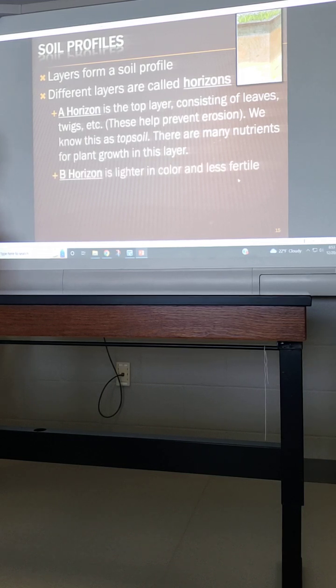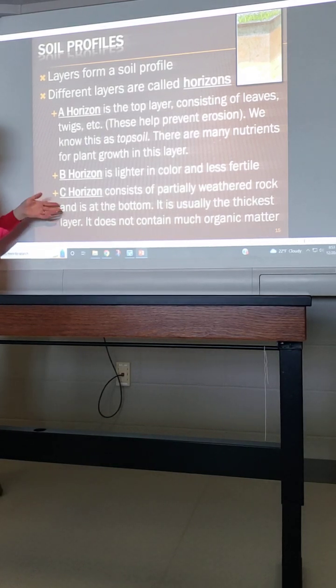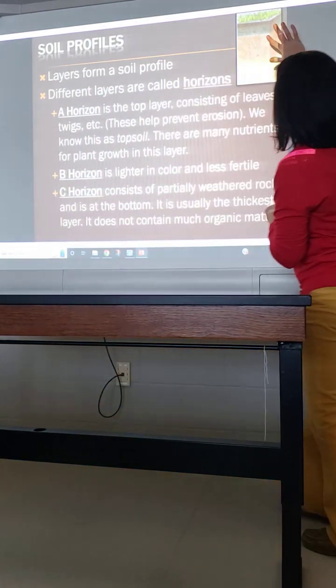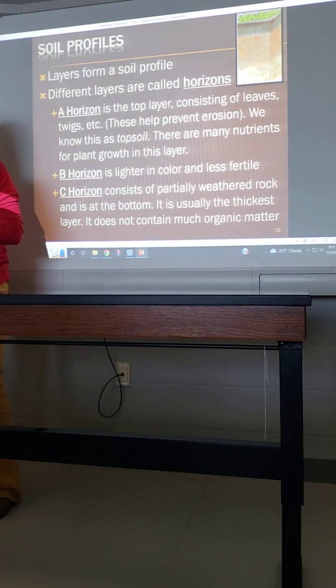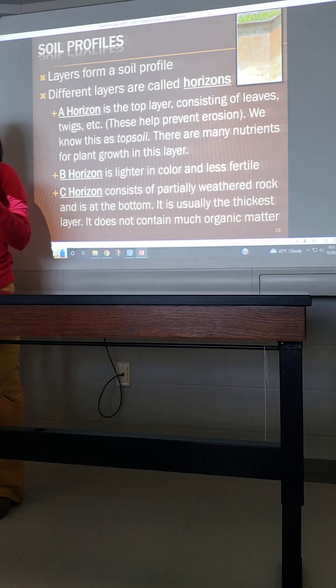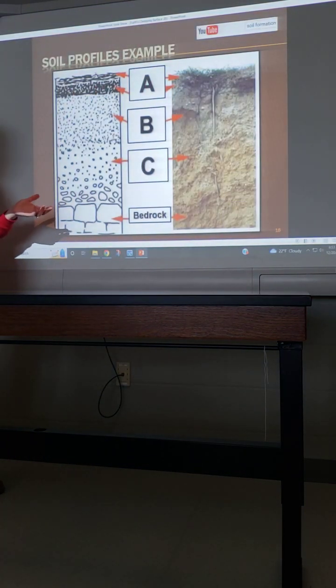B is a little lighter in color and less fertile. And then C is where you have partially weathered rock. It's at the bottom, it's usually the thickest, and it doesn't really contain much organic matter. So you can see here A, B, and C. Different sources will tell you different layers, like they might have an O layer for organic. So you'll hear a couple of different things. Don't worry too much about that. I just want you to have the general idea that there are differences in the layers. Soil is not all the same.